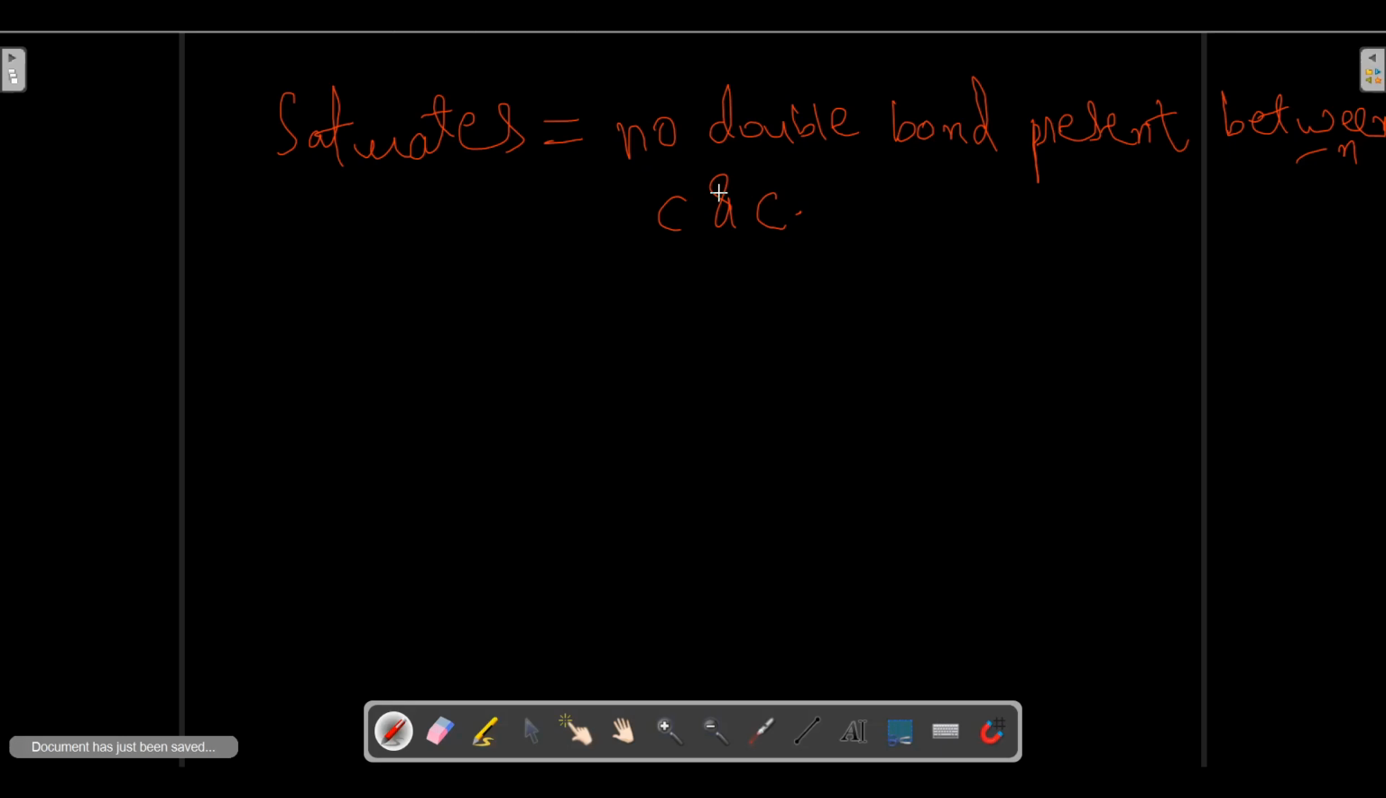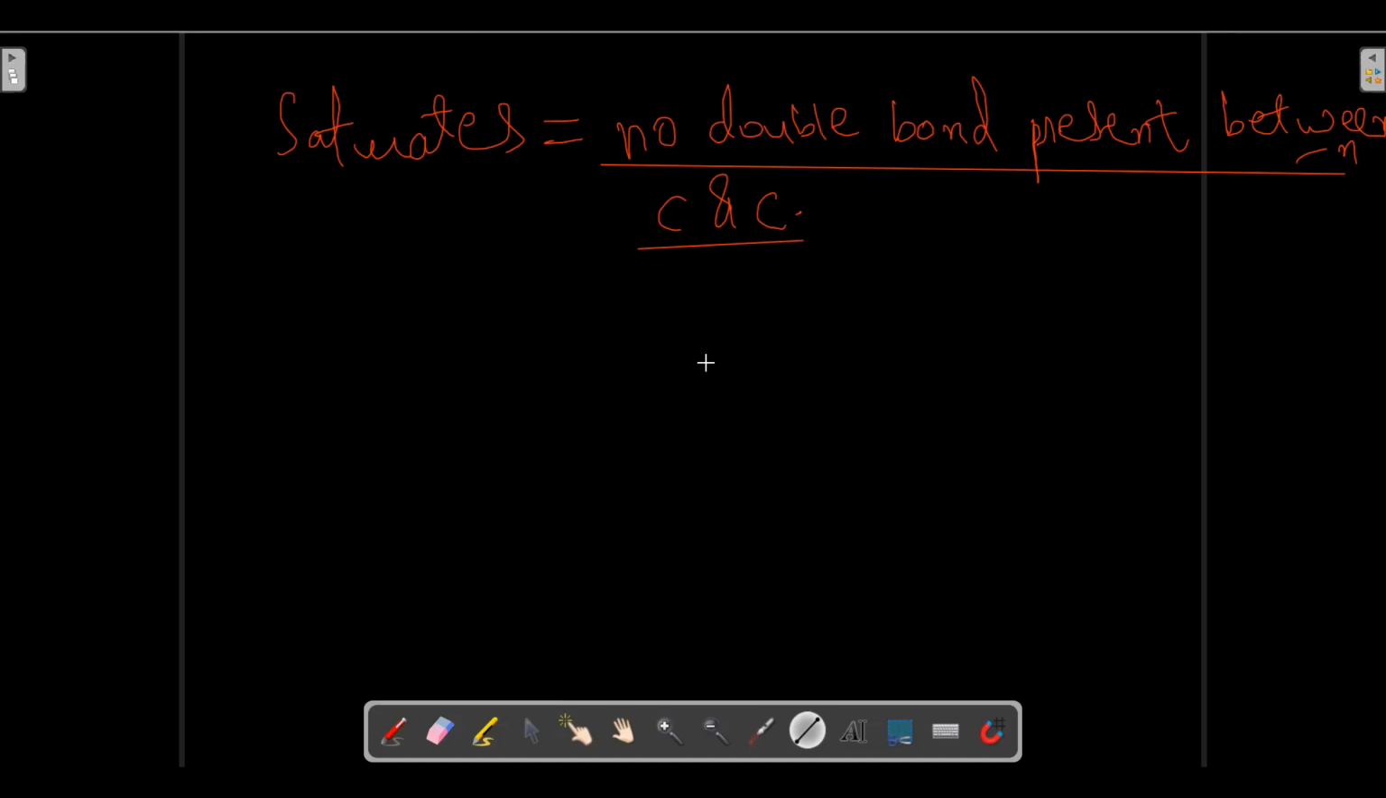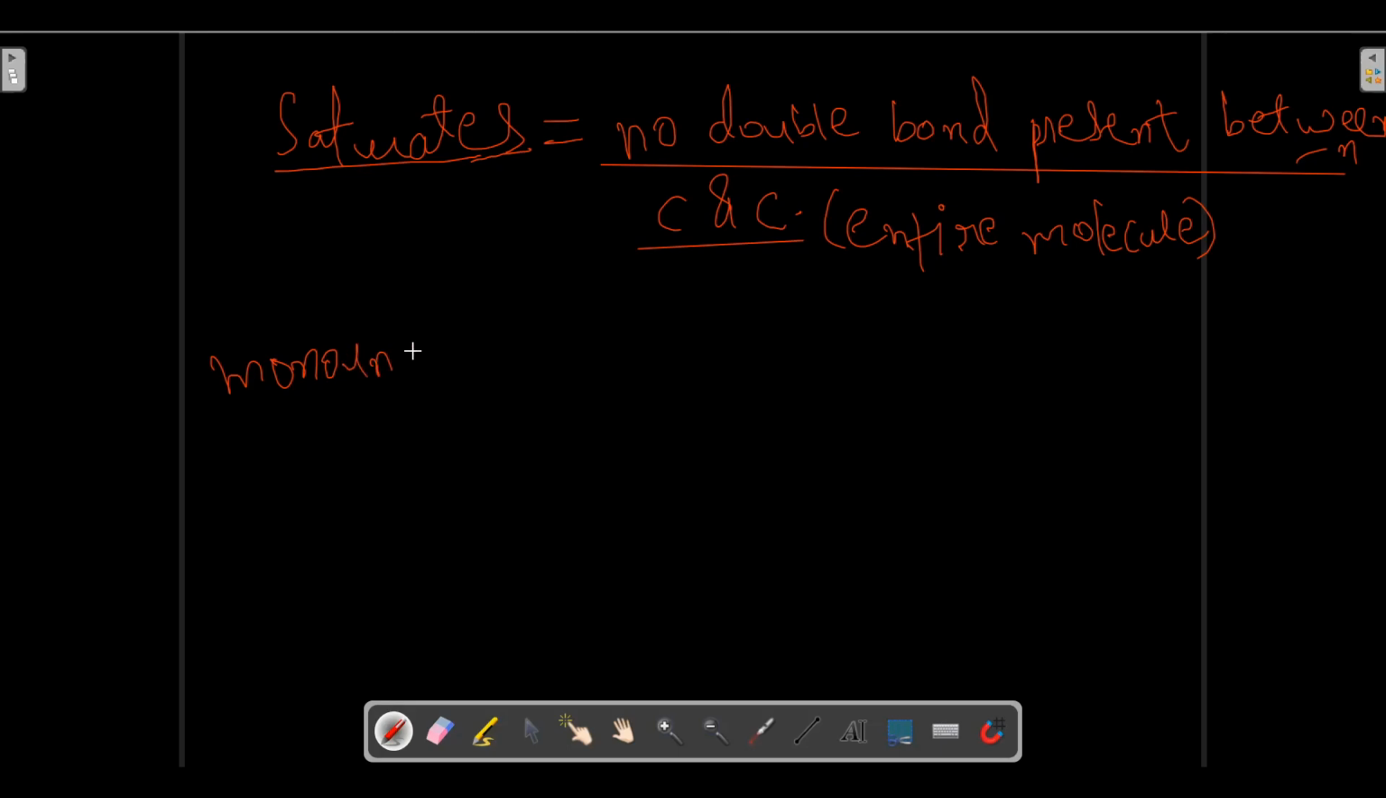So when no double bond is present between two carbon atoms in the entire molecule, okay, in the entire molecule I am talking about, there is no double bond present between carbon and carbon atom. So no double bond present, that means saturates. Now what does it mean by monounsaturates?